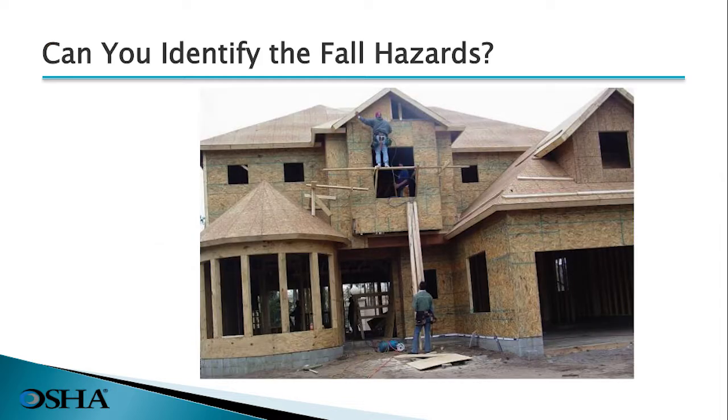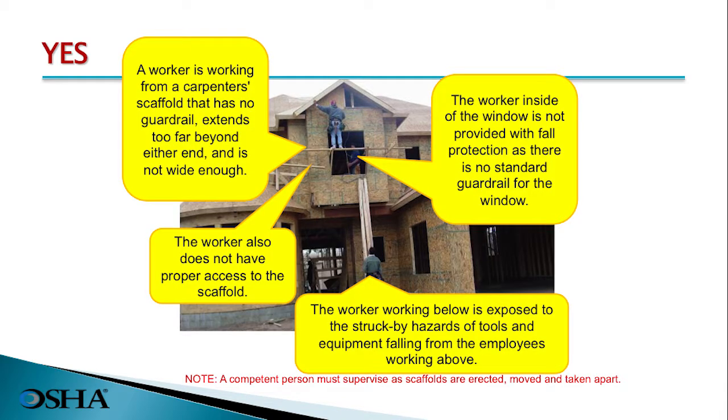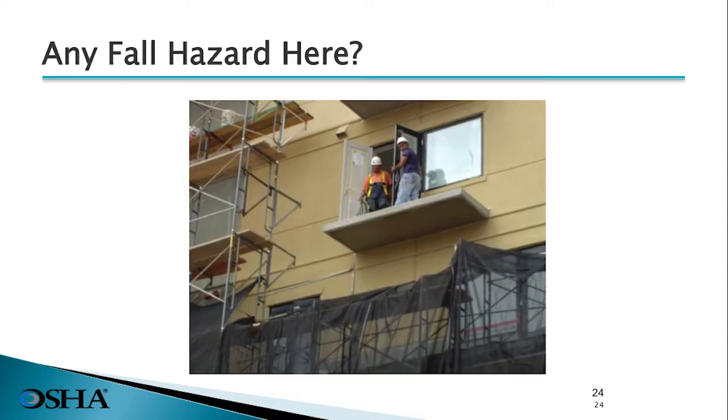Are you able to identify the fall hazards on this residential construction job? There are several. We have a worker working on a carpenter's scaffold with no guardrails, extending too far beyond either end and is not nearly wide enough. The worker does not have any proper access to the scaffold. We have a worker inside the window that's not provided with fall protection, and there's no standard guardrail to protect that worker. The worker working below is exposed to struck-by hazards of tools or equipment that may fall from the upper scaffold.